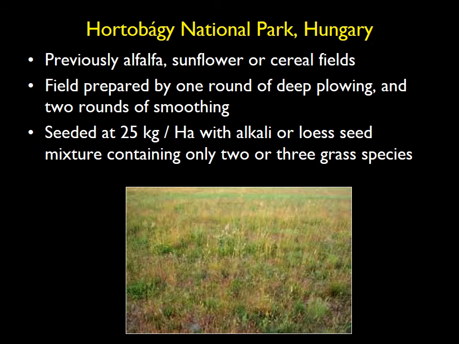So this area that they were looking at restoring had previously been used for agriculture. It had alfalfa, sunflower, or cereal fields. And these fields were all prepared by one round of deep plowing, followed by 2 rounds of smoothing, right? So this is to kind of disrupt that agricultural residue. And then they were seeded with a seed mixture that only had a couple grass species. It was a mixture based on the soil type. So the idea was to seed it with these native grasses. And then they wanted to see what would happen to the orthopterans, right, the grasshoppers.